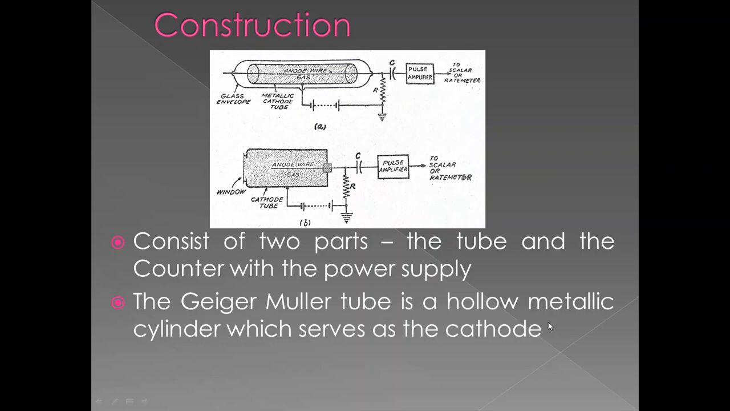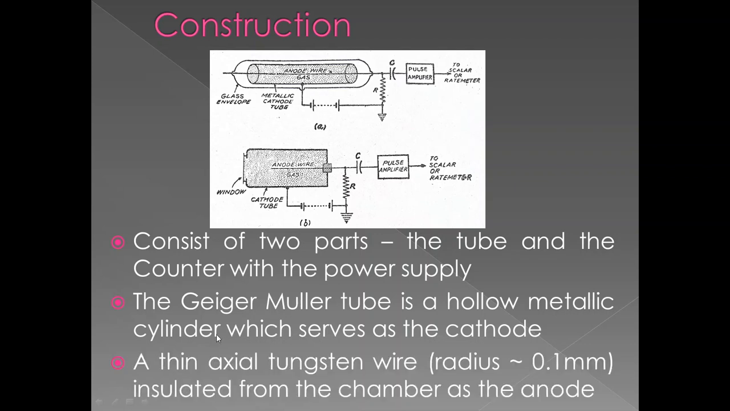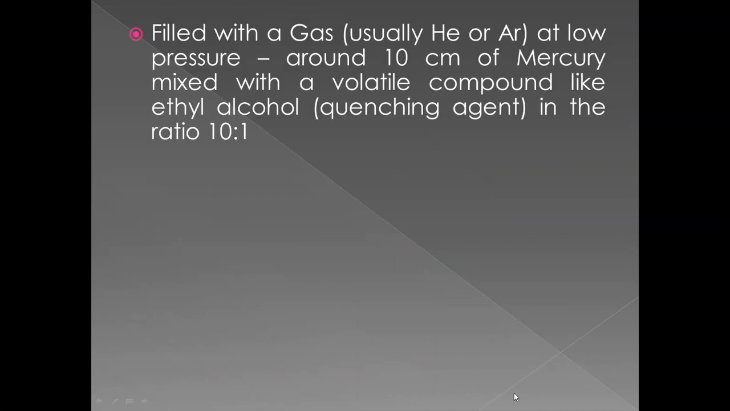So the Geiger-Müller tube is a hollow metallic cylinder which serves as the cathode. A thin axial tungsten wire, with a radius of around 0.1 millimeter and insulated from the chamber, serves as the anode. The tube is filled with a gas, usually helium, argon, or neon, at low pressure, around 10 centimeter of mercury, mixed with a volatile compound like ethyl alcohol, which serves as the quenching agent, in the ratio 10:1.